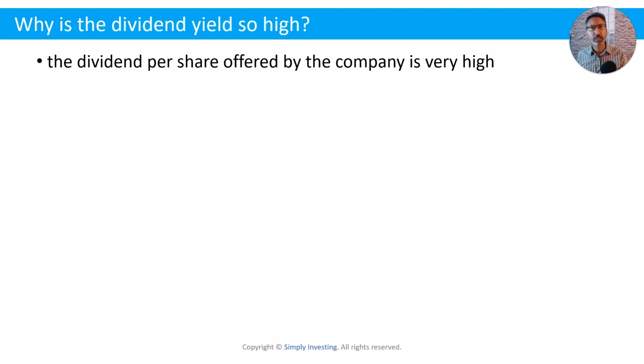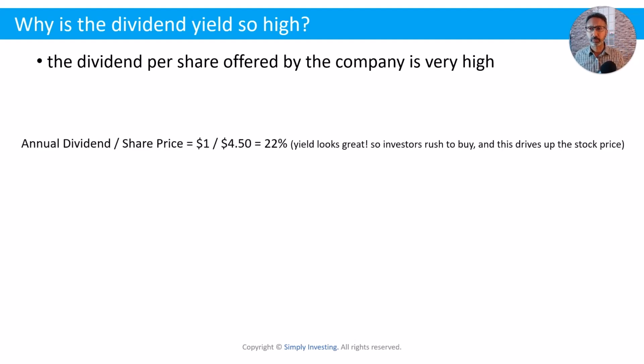Okay, we're going to give the company the benefit of the doubt. They might be giving a very big dividend. So let's take a look at this example. Let's say this company is giving a dividend of $1 per share, and the share price is $4.50. So if you do the quick math here, you can see that the dividend yield is 22%. This is an incredible dividend yield, very high. This is much higher than what you're going to get in a bank account, a term deposit, or even a bond. So a 22% yield is extremely attractive to investors.